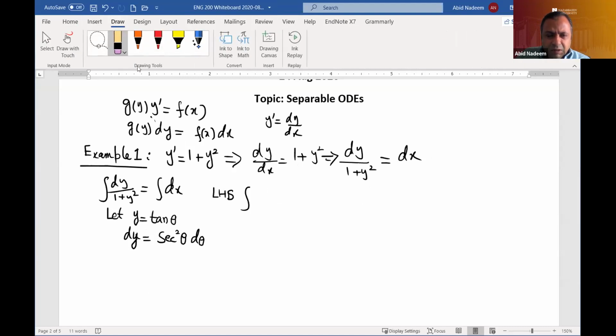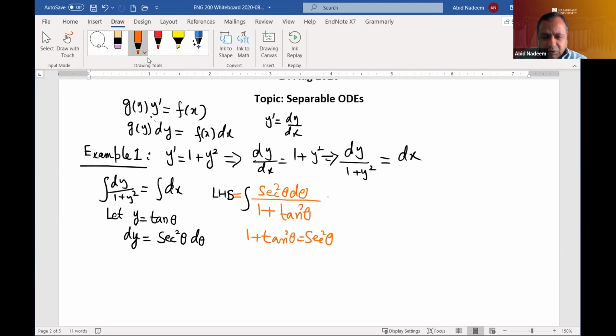Left-hand side is equal to secant square theta d theta, and over here it is 1 plus y square. The value of y is tangent theta, so it is 1 plus tangent square theta. We already know that 1 plus tangent square theta is equal to secant square theta. So just input this value: secant square theta d theta over secant square theta.